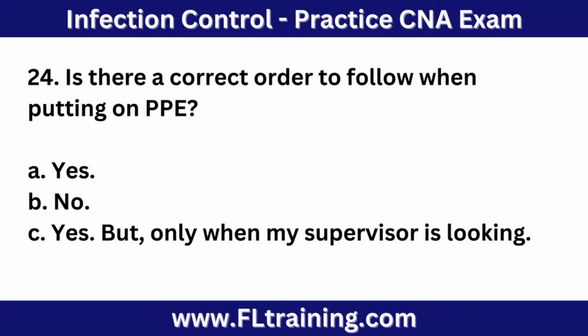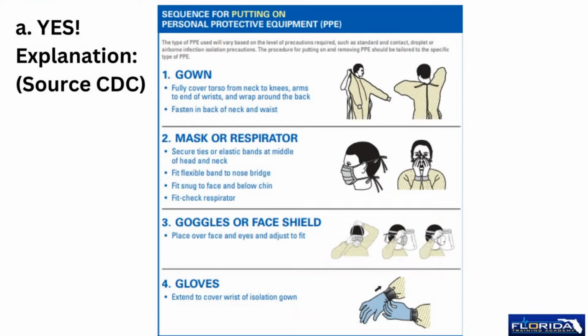All right, let's go ahead and dive right into the answer. All right, explanation. So it's 1 gown, 2 mask or respirator, 3 goggles or face shield, 4 gloves. C.